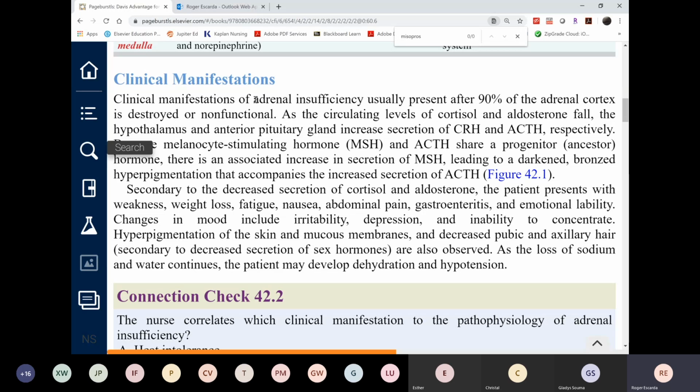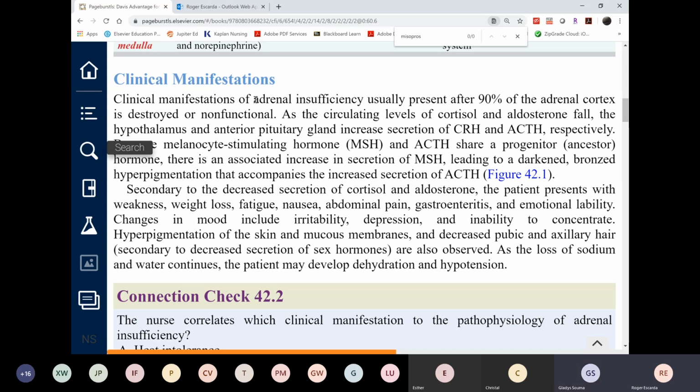So what will be the blood sugar level here? Low. It'll be low. The patient will have hypoglycemia most of the time. What about aldosterone? If the aldosterone is low, what will be the patient's blood pressure? Low. Very low. What will be the patient's blood volume or fluid volume? Low. Okay, so far we've agreed on hypoglycemia, hypovolemia, and hypotension.